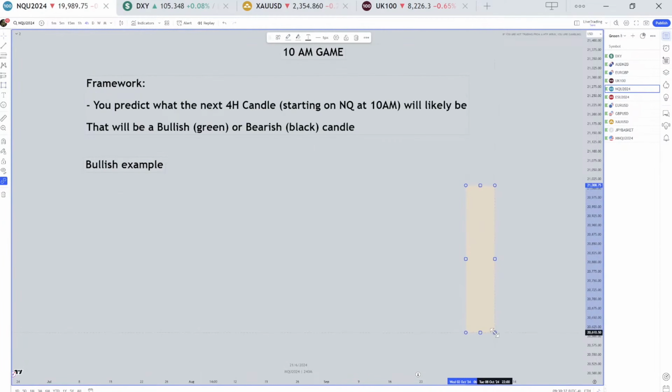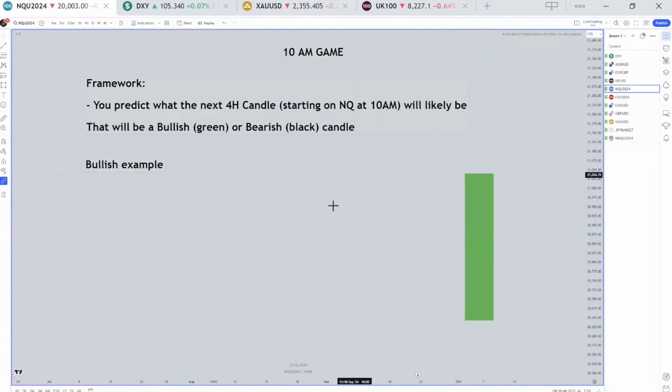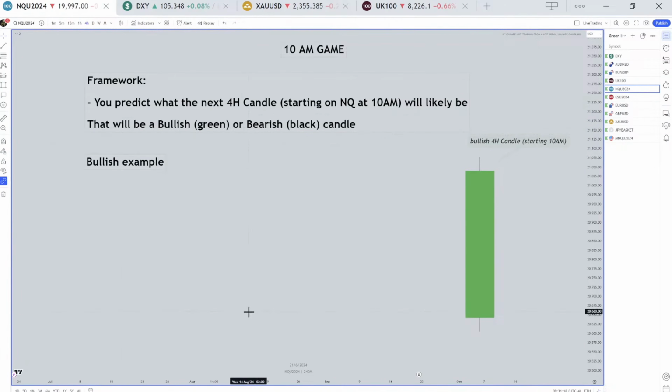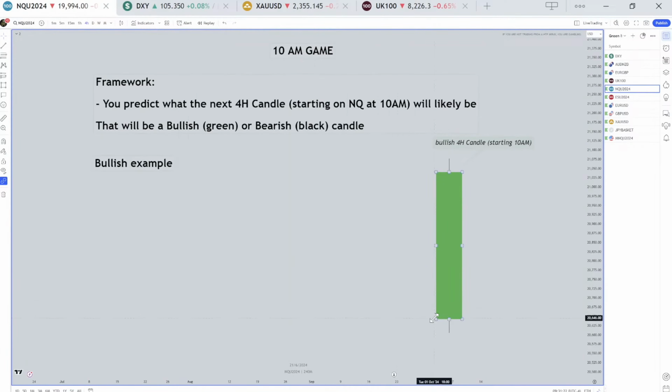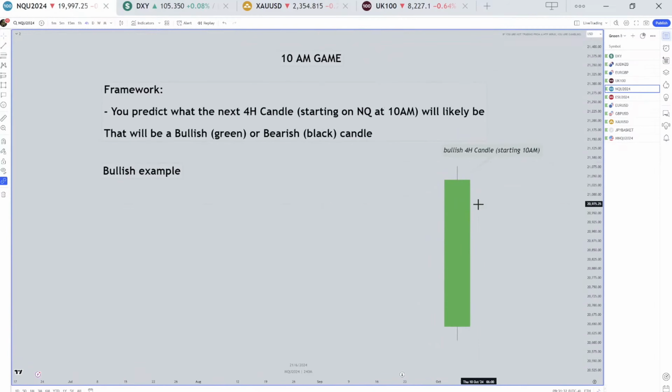If you're not following, this is going to be the exact framework as the open, high, low, close: bullish candle, wick, and let's copy this wick. There we go. This is your bullish 4-hour candle starting 10 a.m. If you expect a bullish candle, that means here's the open at the bottom of the candle. Your low is right here, your high is right here, and the close is up there. That's a bullish candle. Open, high, low, close. Bearish candle is exactly the opposite, but we're having a bullish example right now.